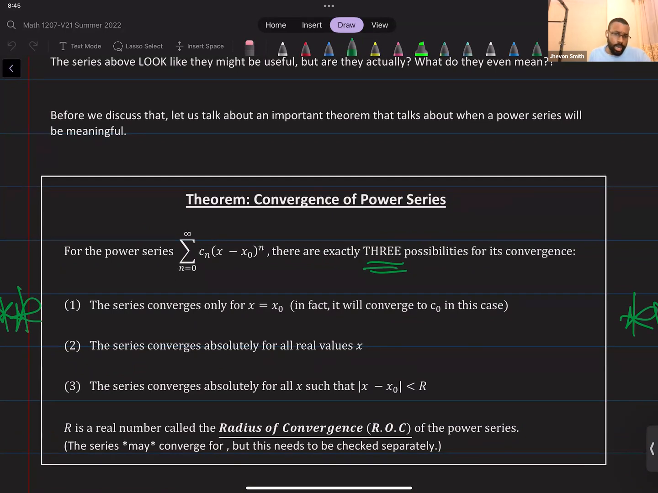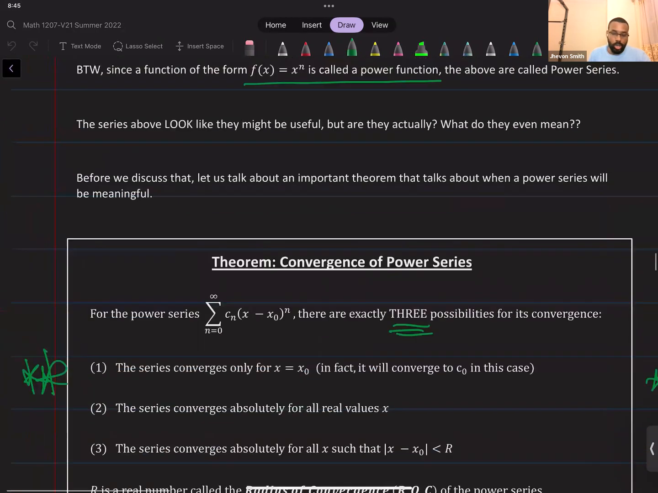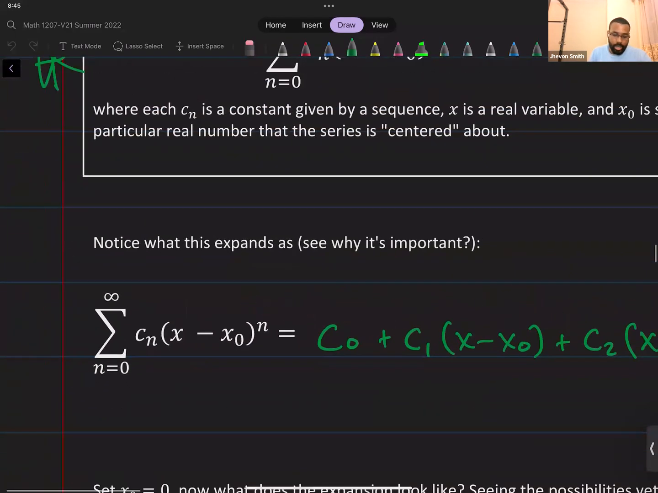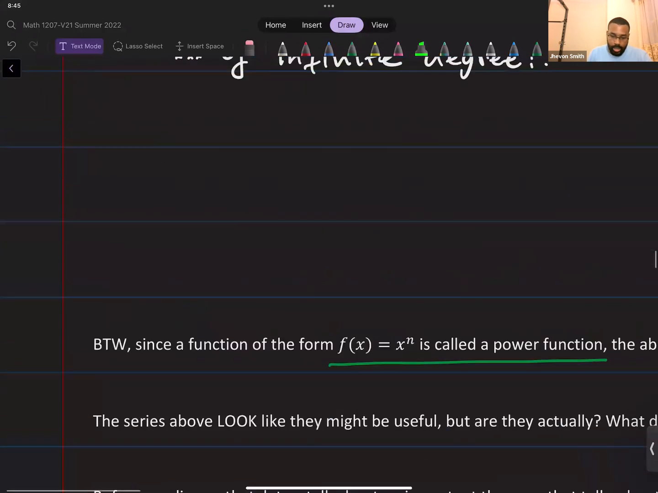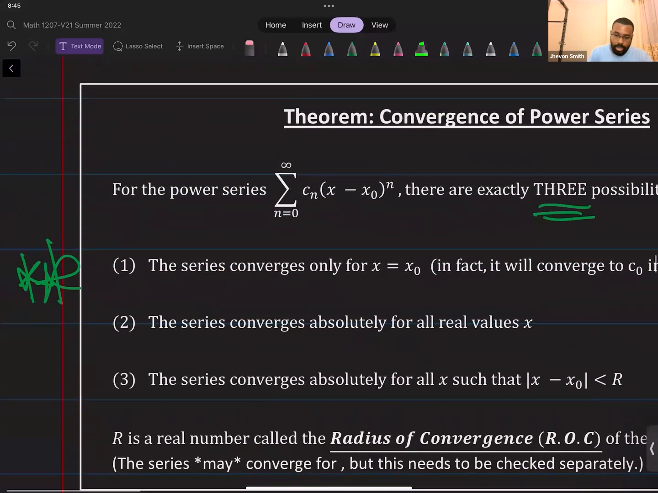Another situation is the series will converge for all real values of x. So if I look at this series, it's possible that no matter what I plug in for x right here, this sum will make sense. It's going to add up to something meaningful, and I can actually use it. And it turns out that it's very possible, and when I have that convergence, it will converge absolutely. So that's actually pretty nice.